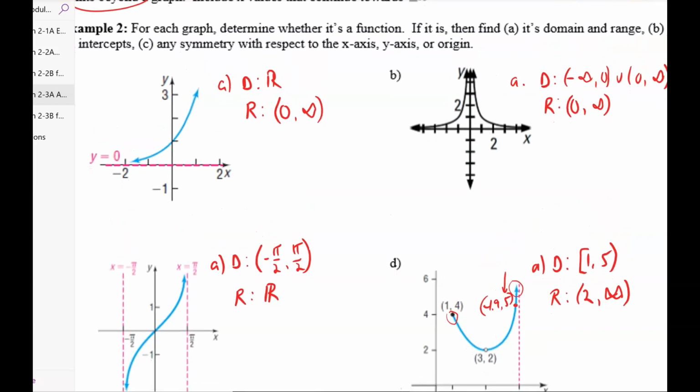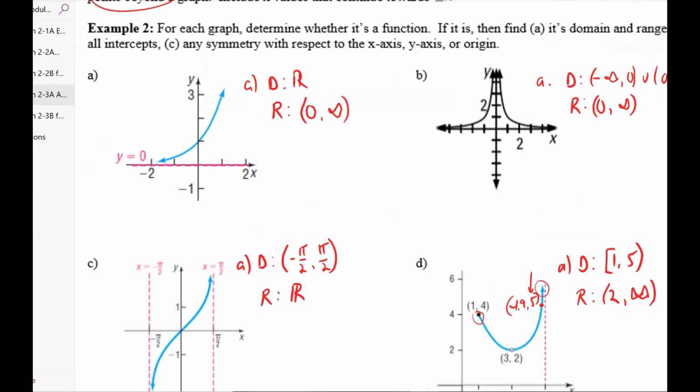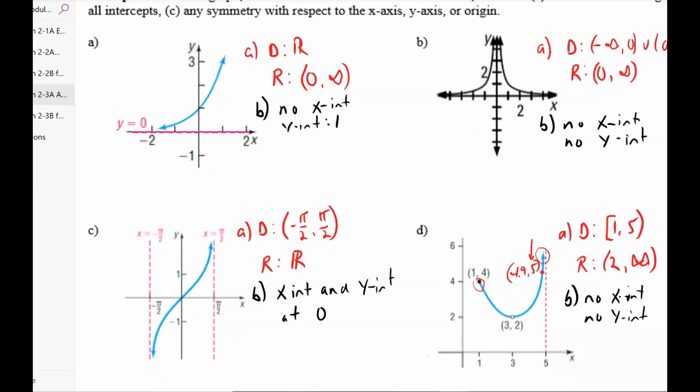Okay, for part B, let's just state the intercepts. So I'm going to pause the video and write in all the intercepts. You guys pause it too and see if you can get the same answers. Okay, there's the intercepts. I don't think any of these will be tricky.